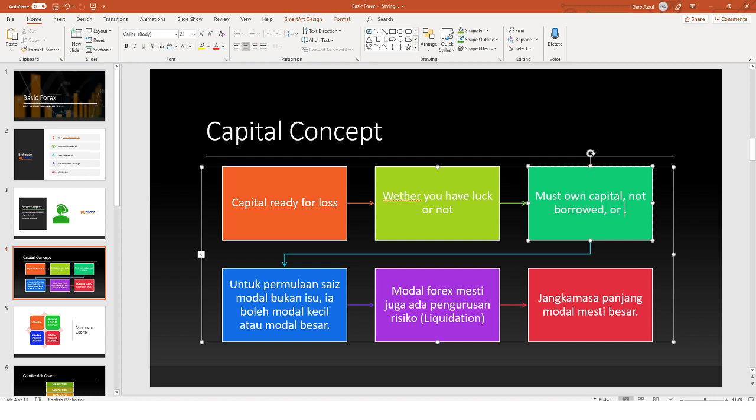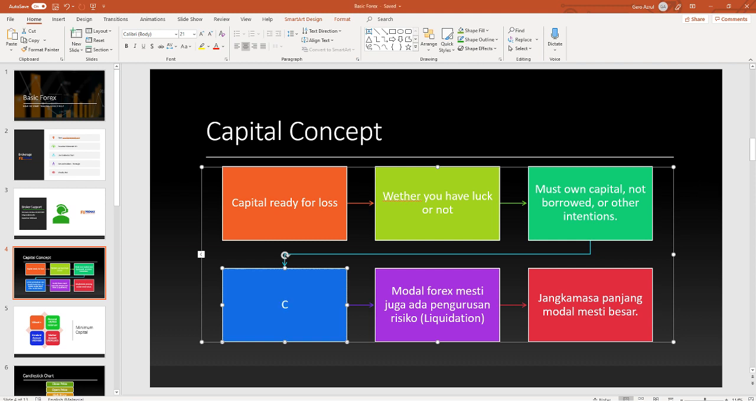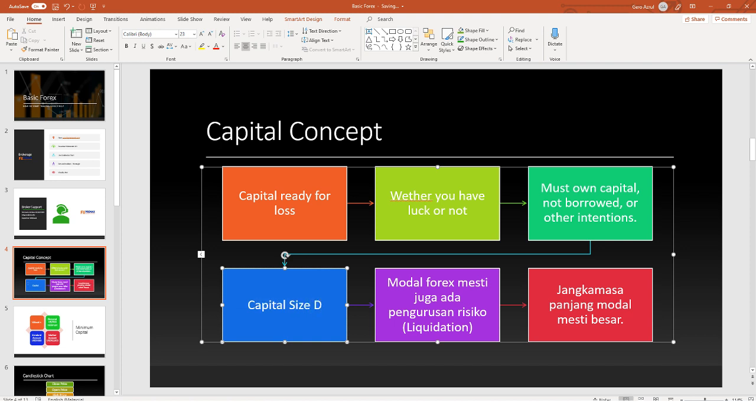Other intentions, right? And you need to understand that capital size doesn't really matter initially.